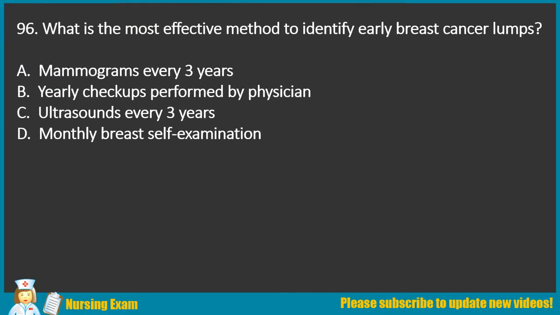Question 96. What is the most effective method to identify early breast cancer lumps? A. Mammograms every 3 years. B. Yearly checkups performed by physician. C. Ultrasounds every 3 years. D. Monthly breast self-examination.